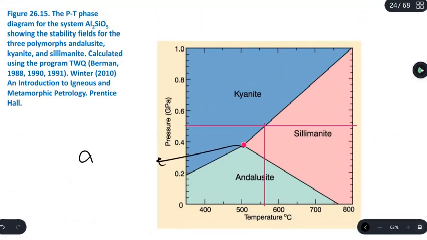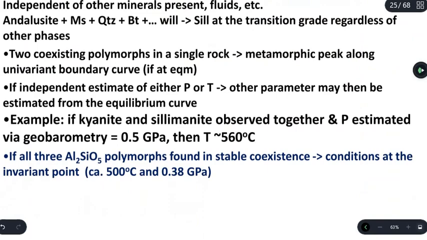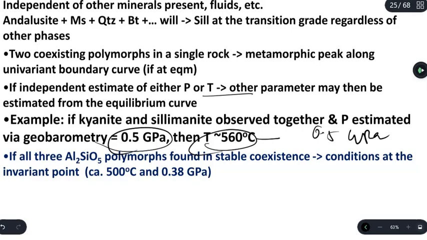So this is the invariant point, this is fixed, right? The temperature and pressure is fixed, right? ये याद करना है आपको, ठीक है. The temperature is 560 degree centigrade and pressure is 0.5 gigapascal.